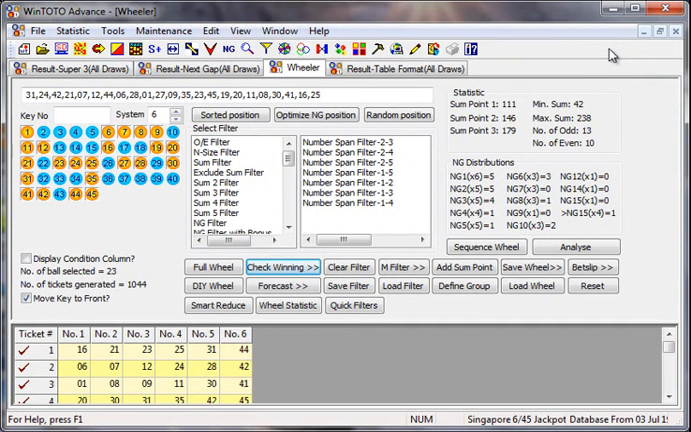So all I want to say is that wait no longer, alright, quickly get WinTOTO Advanced as soon as you can. And I think this is a very important thing to do.